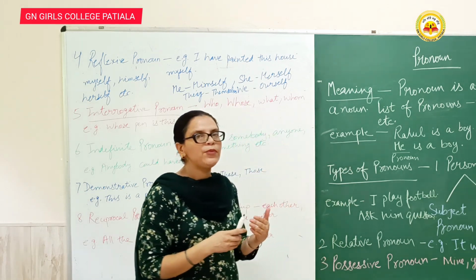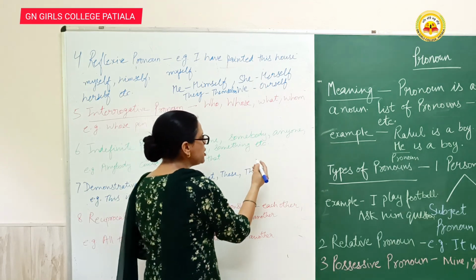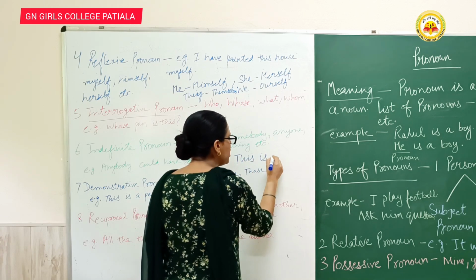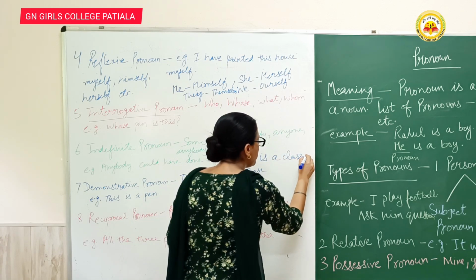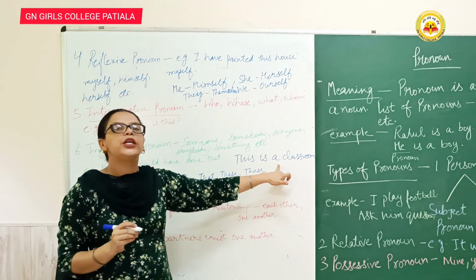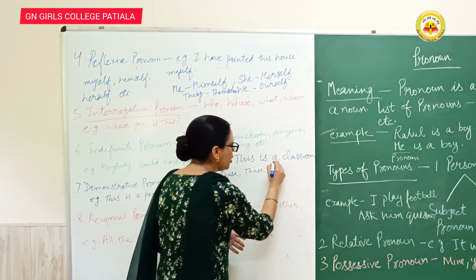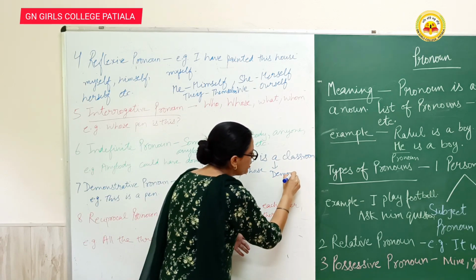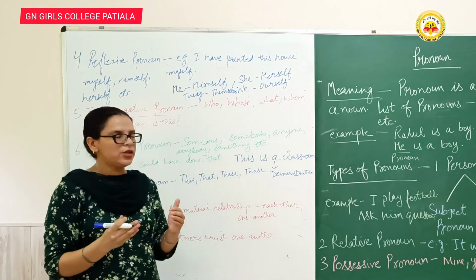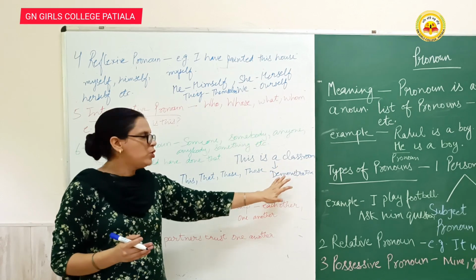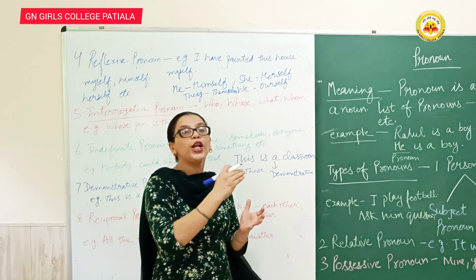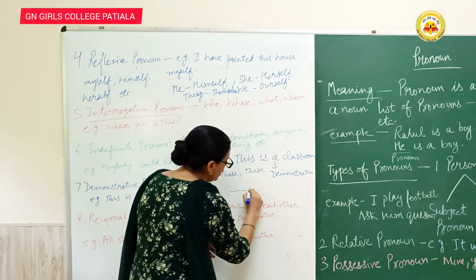Sometimes you are asked which pronoun is this, like I write here a sentence. This is a classroom. And you are asked a question, which type of pronoun is this? This is a demonstrative pronoun. So the answer is demonstrative, because it describes the specific thing. Specific thing is a classroom. So answer is demonstrative.